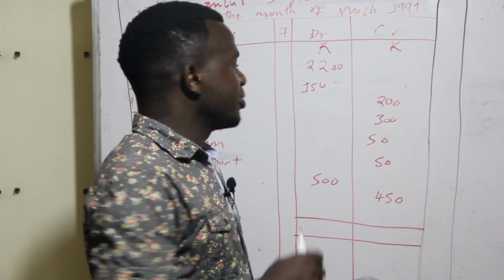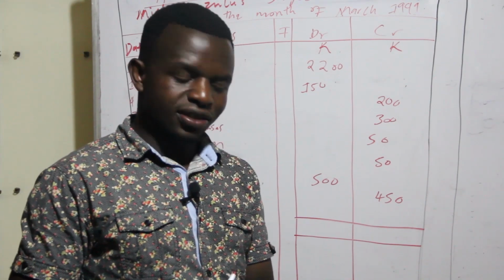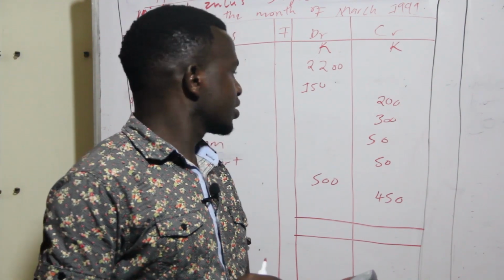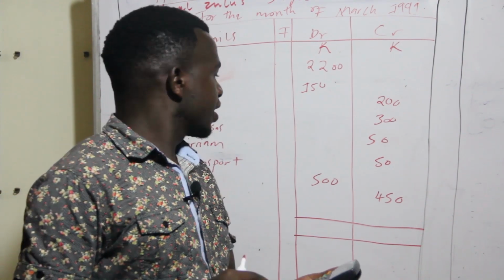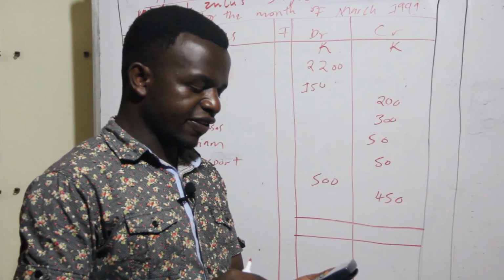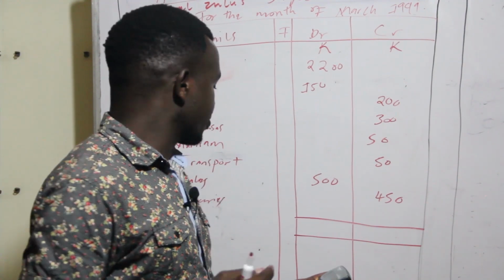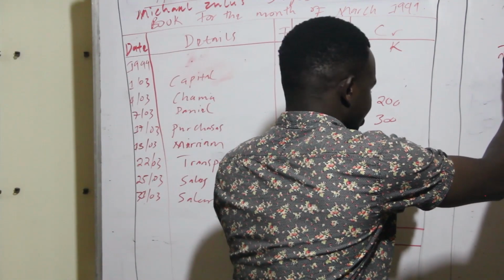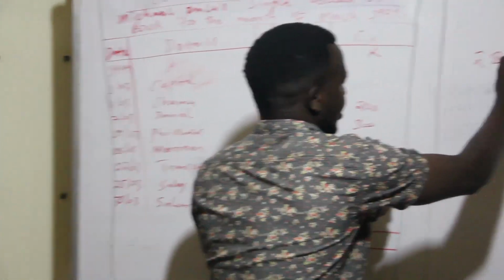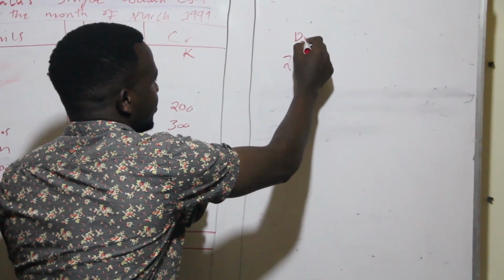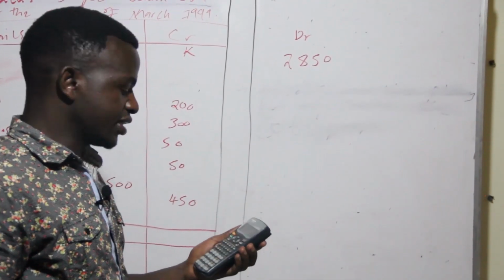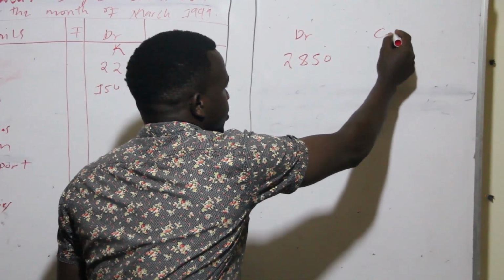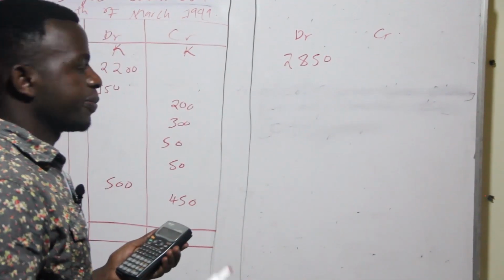On the debit side, I have 2,200 plus 150, then plus 500. My answer is 2,850. So this is on the debit side. You also do the same on the credit side. You write down your total on a separate piece of paper.